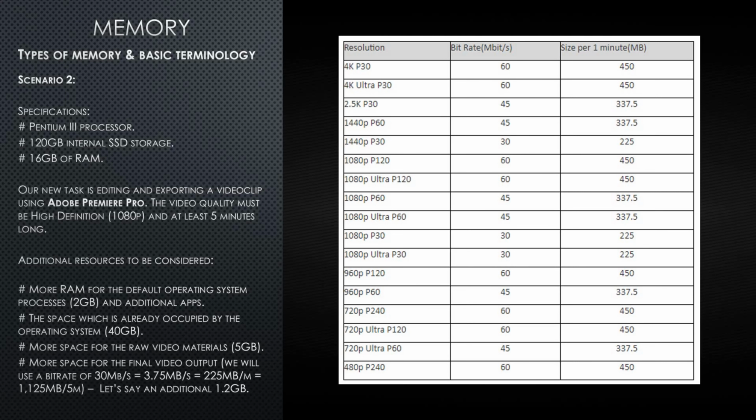On the table on the right, you can see a matrix showing different resolutions, bit rates, and size per minute. The lowest 1080p resolution uses a bitrate of 30 megabit per second. We will use a bitrate of 30 megabit per second, which is 3.75 megabytes per second, 225 megabytes per minute, and 1125 megabytes per 5 minutes video. So we need to consider an additional 1.2 gigabytes of storage space.